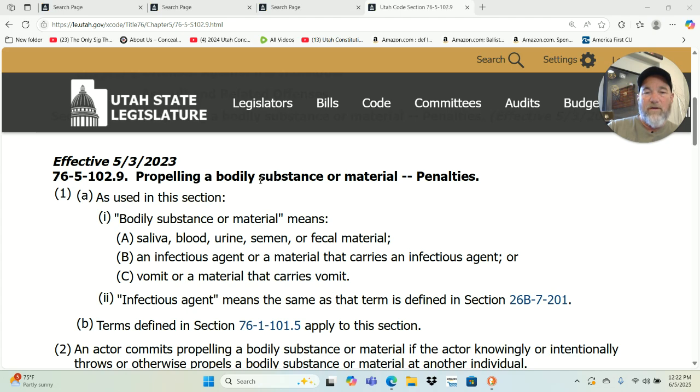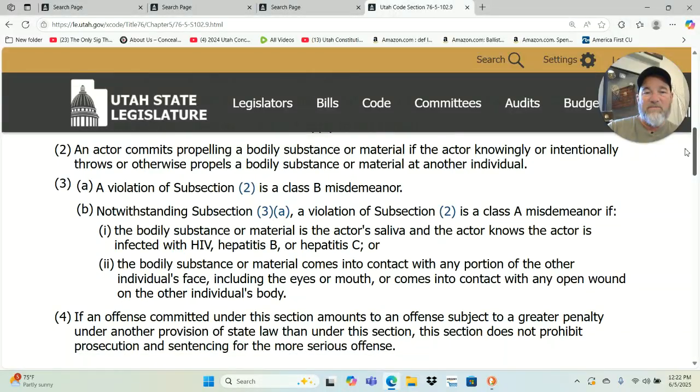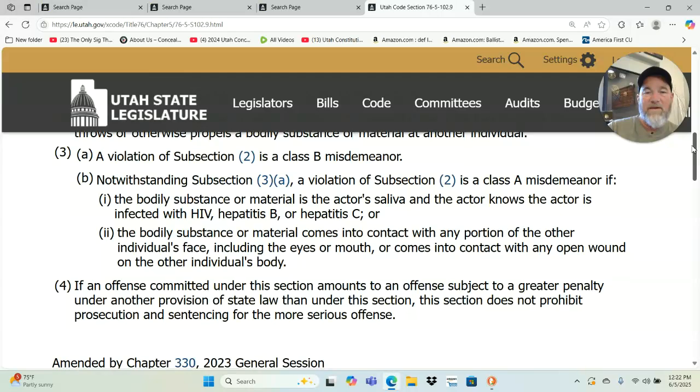Propelling a bodily substance or material. Bodily substance includes saliva, blood, urine, semen, or fecal material. Okay, it's a Class B misdemeanor to propel one of these objects at a person.